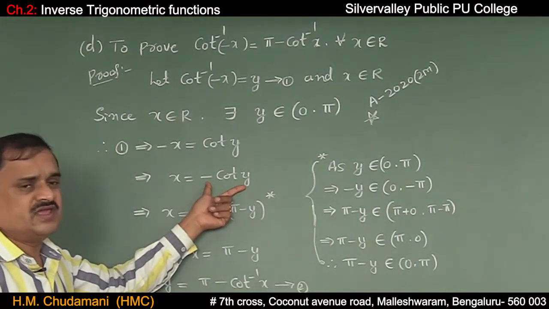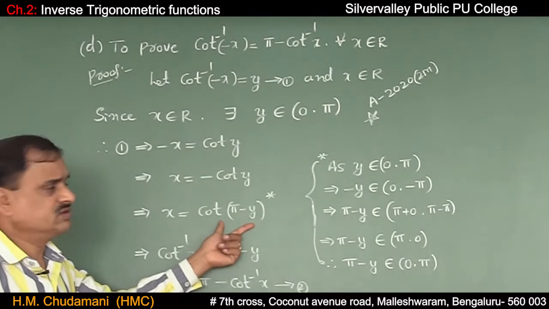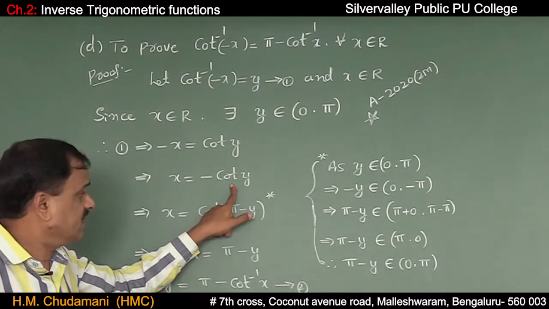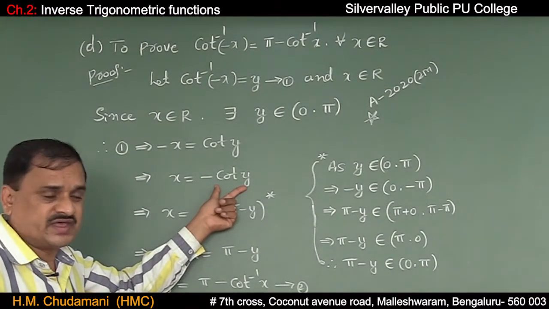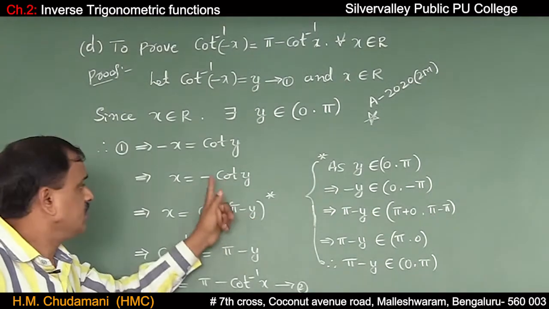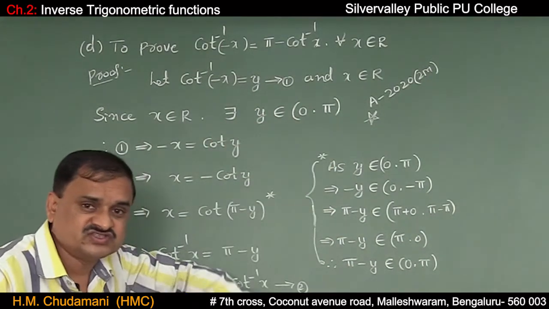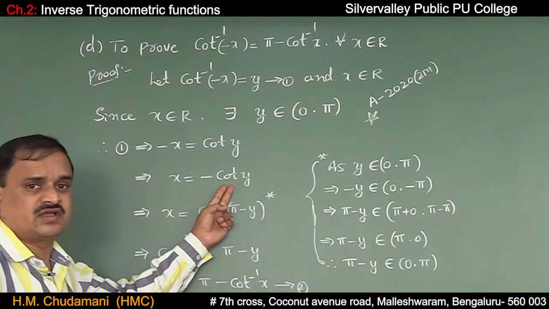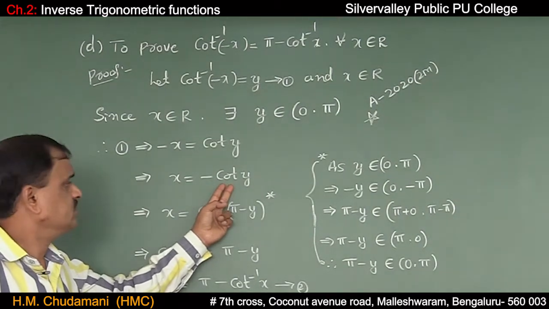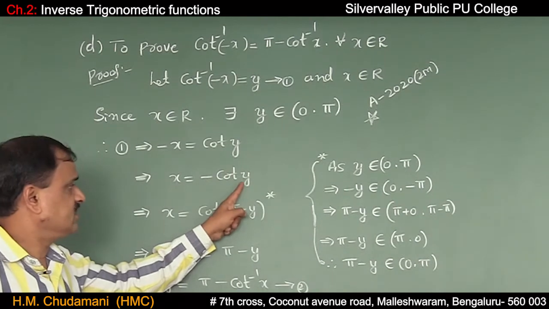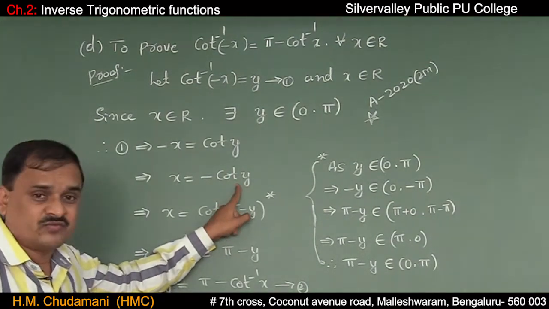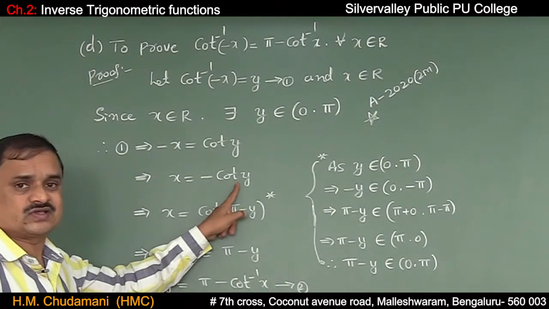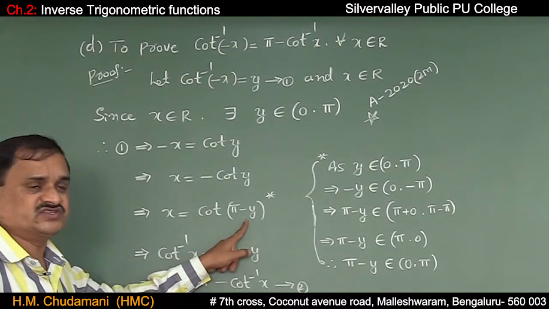Cot of pi minus y we can write. Of course, cot of minus theta is minus cot theta. But if inverse has to exist, it should lie in the principal range. Minus theta means it is in the fourth quadrant, you know. In the fourth quadrant, only cos and secant are positive, whereas cot is negative. Right? So here cot of minus theta is minus cot theta, but the value of y is not between 0 and pi. So you need to write minus cot y as cot of pi minus y. Let us see.